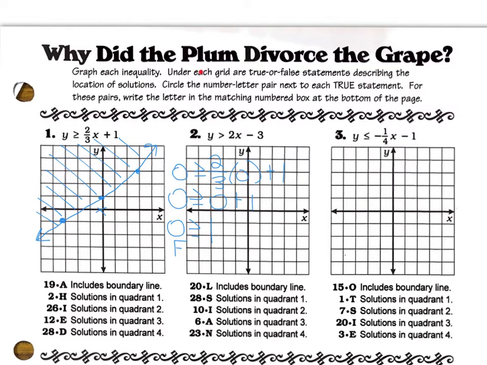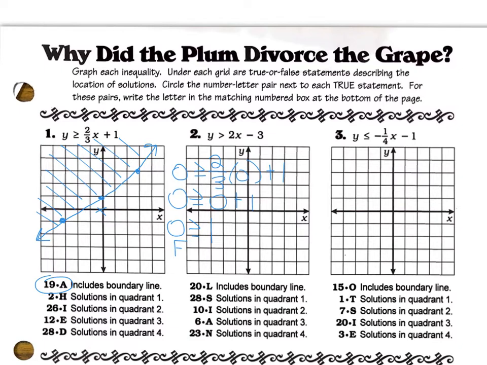Then it says, under each grid are true or false statements describing the location of solutions. The solutions are all located over here, right? It says circle the number letter pair next to each true statement. So this one right here, does this include the boundary line? Well, that line we drew is the boundary line. And if it is solid, like we did, because it was equal to, that means it includes the boundary line. So that is a true statement, so we're going to circle 19A.